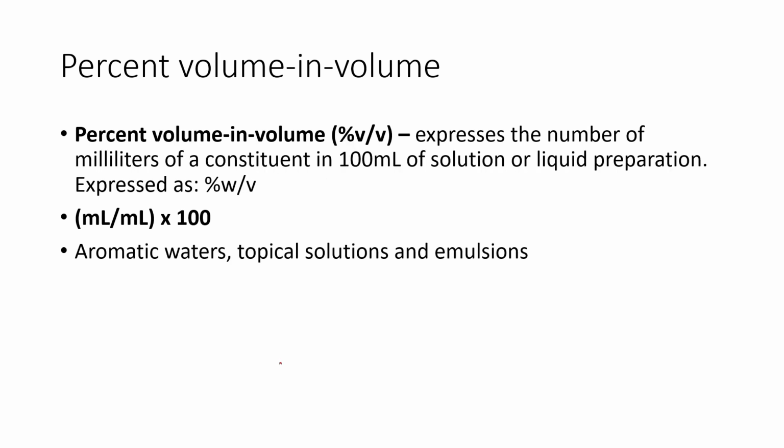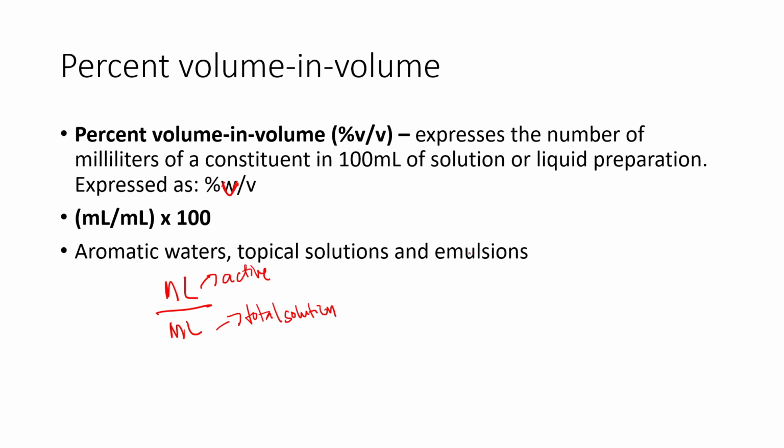Sunod po, we have our percent volume in volume. Percent volume in volume expresses the number of milliliters of constituent in 100 ml solution or liquid preparation. Commonly expressed as percent volume in volume po siya. The formula to get percent volume in volume is ml over ml. So usually po, yung ml sa taas, ito yung active constituent, tapos sa baba, ito yung total solution. Please take note po na pag nag-over po tayo sa 100 ml, kalimitan po ito yung volume of solution.